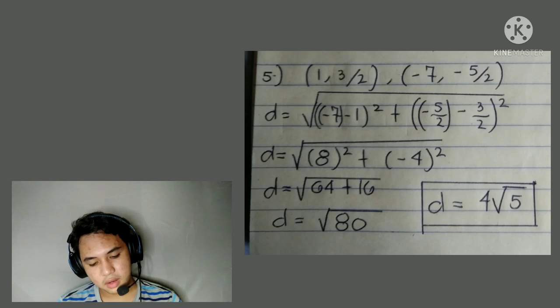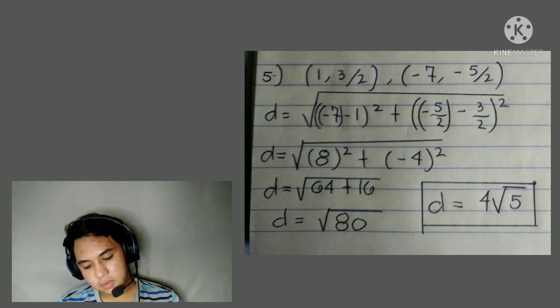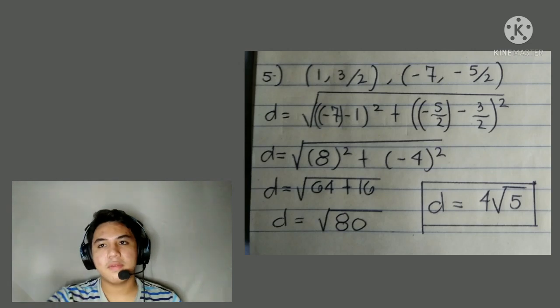So the square root of, if we simplify, 8 squared is equal to 64 and negative 4 squared is equal to 16. So if we add, we will get the square root of 80. So if we simplify, our final answer will be distance is equal to 4 square root of 5.